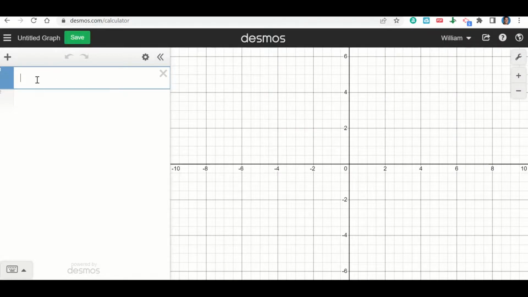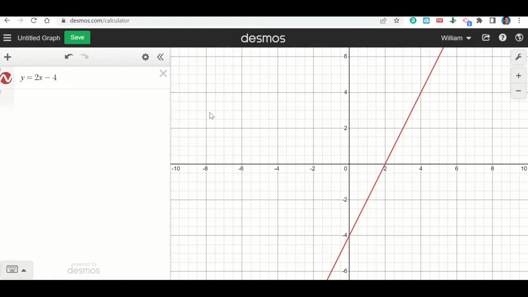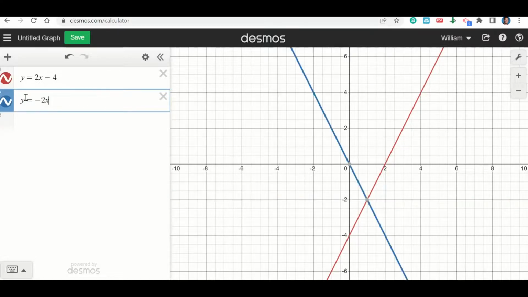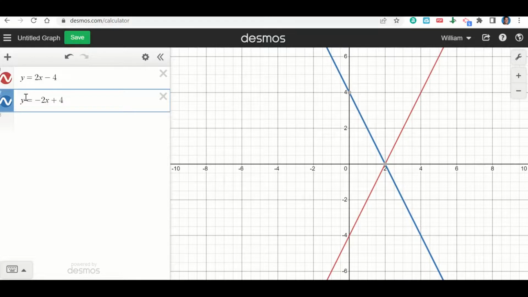Now, this allows us to type in our equations over here. So let's go ahead and put in an equation. Let's say it's y equals 2x minus 4. So there's our first equation. Now we're going to type in our second equation, so we're going to go to the line below it. And let's say it's y equals negative 2x plus 4. So there's my two lines.